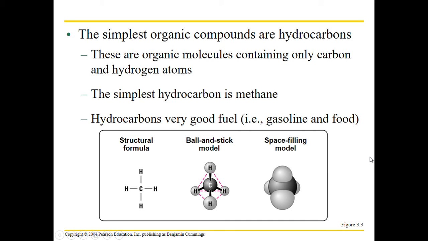Molecules with C's and H's, so carbons and hydrogens, are hydrocarbons. An example is methane. We have 1 carbon and 4 hydrogens, and we would write this as CH4. And this makes good gasoline. The carbon bonds are full of energy to help power things up.